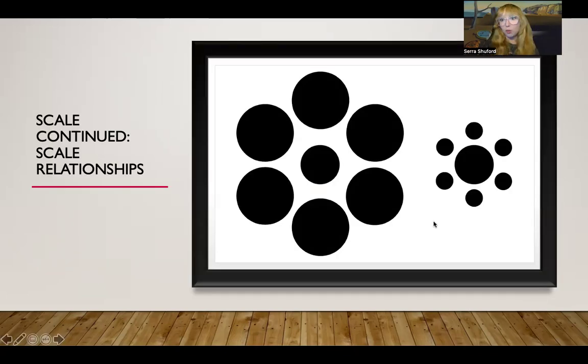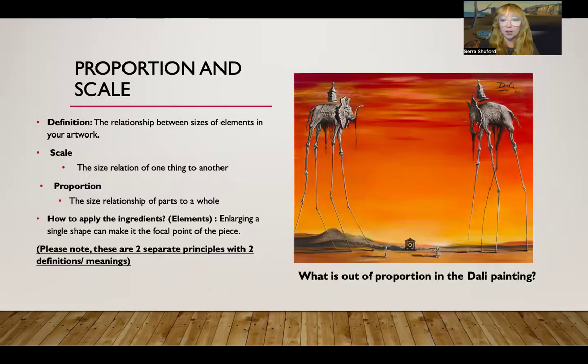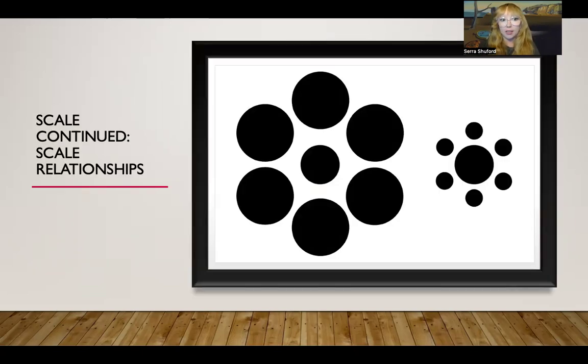All right, and I have one more little diagram here for you on scale. And again, this is a scale relationship, not a proportional relationship. The Dali painting that we see here is a proportional example. This is a scale relationship. So the exercise here is this circle in the center and this circle in the center. Those are exactly the same size circle, but we see what is around the circles to give us an understanding of the scale. When we see it around these larger circles, it looks much smaller, or it feels like that's the smallest thing. But next to these small circles, it looks like it's the biggest thing.